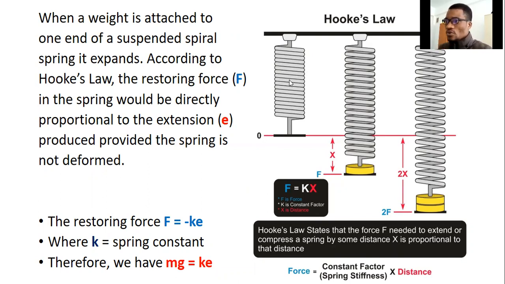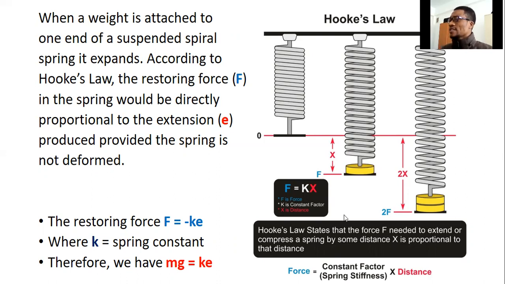Look at this diagram. According to Hooke's law, this is a helical spring. There is no load attached to it, so there is no extension. We have zero extension, zero distance. Sometimes extension can be represented by the letter x or e, as we can see in this diagram. When a certain amount of mass, which is the load, is attached to it, the spring extends to a certain distance x here. Then we double the load, and we see further extension. When we add another load, we have 2 times the distance here.